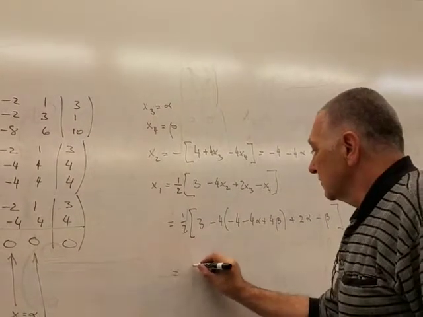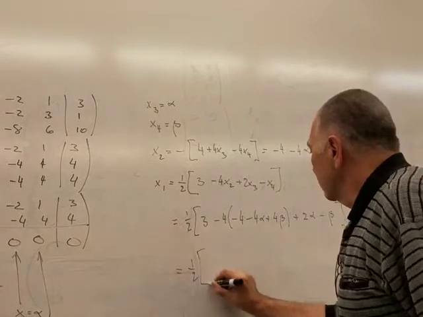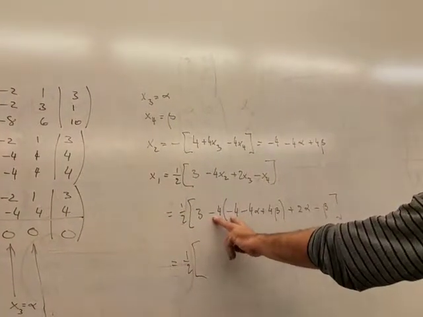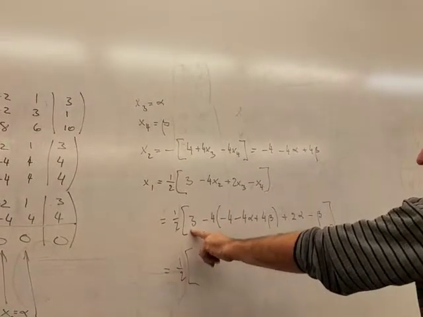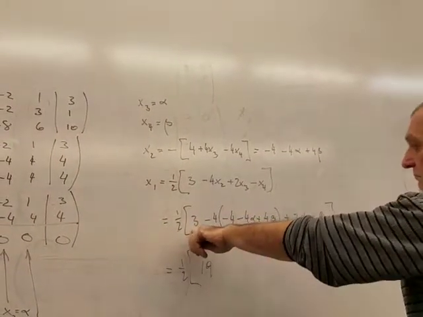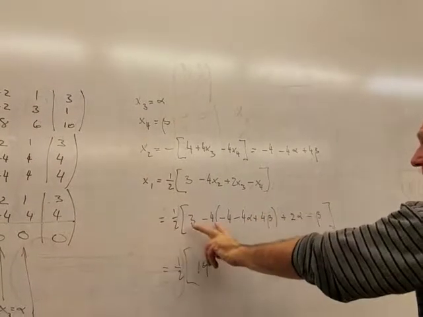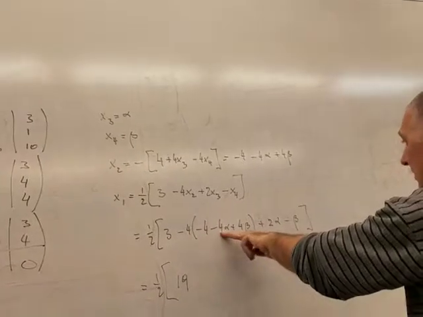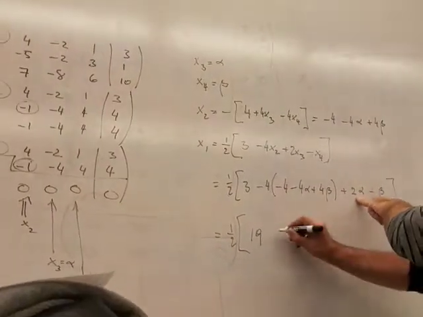So this is equal to 1/2 times constant terms. Minus times minus is plus 16 plus 3, that's plus 19. Okay, plus 19. Then the alpha terms. Minus times minus is plus 16 alpha plus 2 is plus 18 alpha.